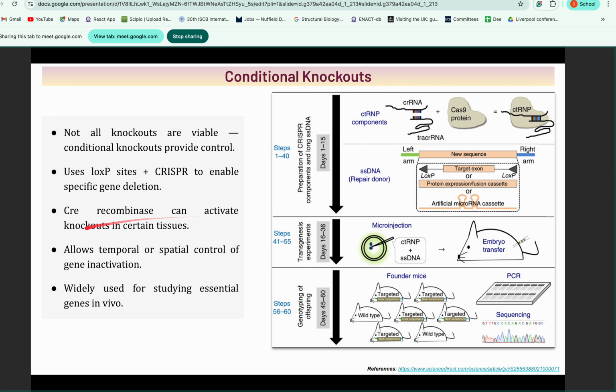Cre recombinase can activate the knockouts in certain tissues. It allows the temporal or spatial control of gene inactivation. So temporal means which is time dependent, spatial means which is tissue dependent, at which space it is taking place. So it is widely used to study the essential genes in vivo in original systems. Since we are not performing the experiments in the lab, we are performing it in the host. For example, we are performing it in the rat. So this is the example. So step 1 to 40.